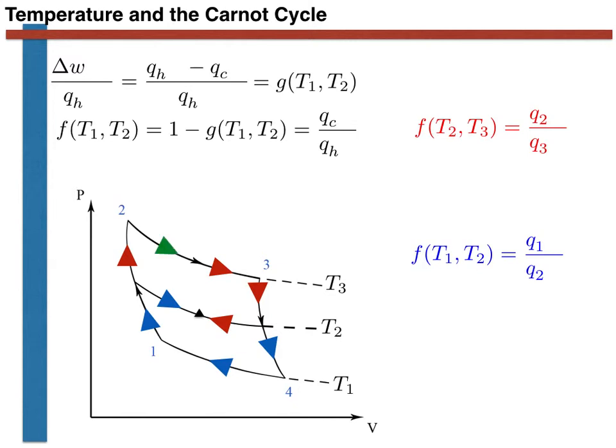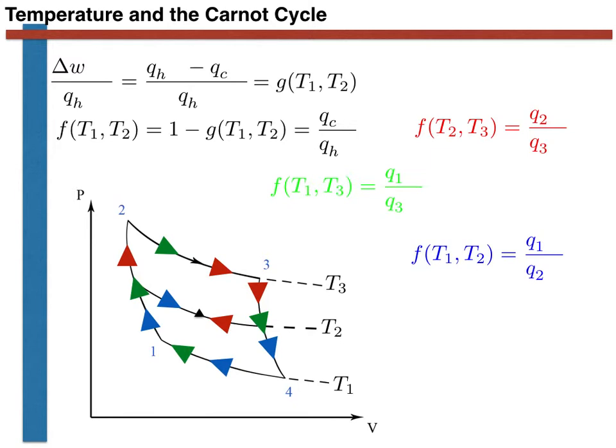The operations for the last of our three engines are shown in green. This engine operates between T1 and T3. It thus takes in Q3 joules of heat from its heat bath and outputs Q1 joules of heat to its heat sink. The f of T1, T3 function is thus equal to Q1 divided by Q3, as shown in green on this slide.